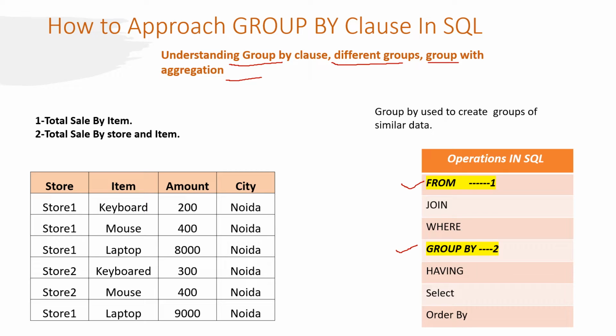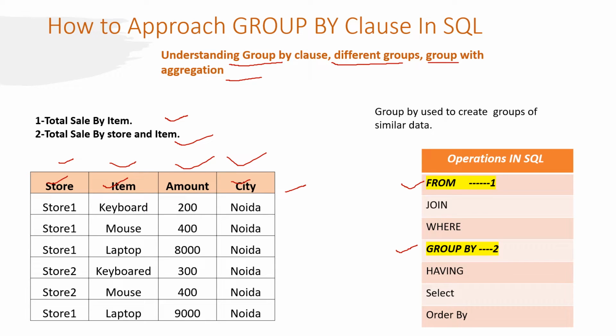In the last, I will write some practical queries to determine total sales by item, total sales by store and item. So without further ado, let's start by taking a look at our table, store inventory. Store inventory basically has four columns: store, item, amount and city. This table stores the information about sold items across different stores in a city.